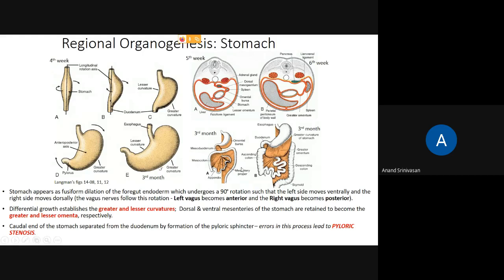Okay, it rotates 90 degrees clockwise in such a way that the left side of the stomach becomes the anterior and the right side becomes the posterior.